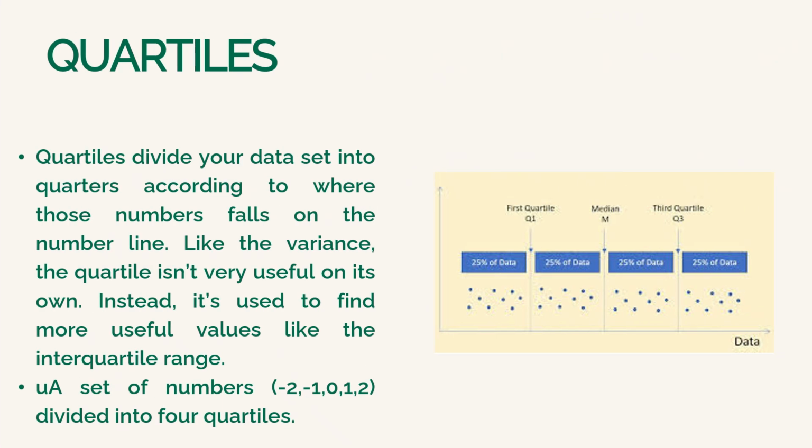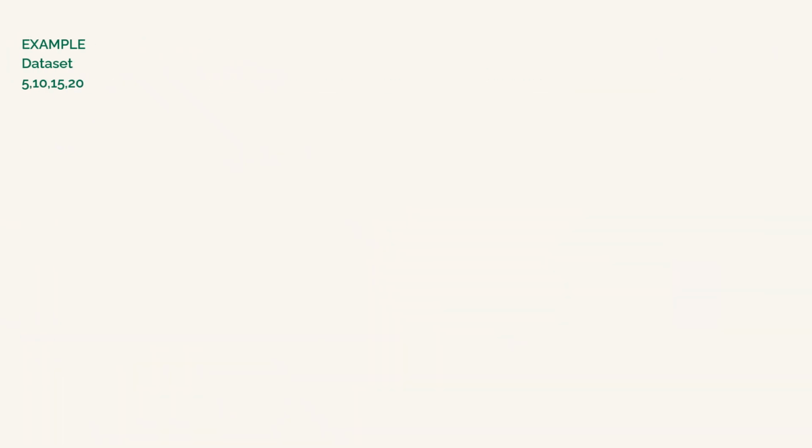Quartiles break your data into 4 equal parts. If you line up your numbers from smallest to largest, the quartiles tell you where 25%, 50% and 75% of the data lie. They are especially helpful for finding the interquartile range, which shows the middle part of the data. So we are going to see one example to perform these measures on a data set.